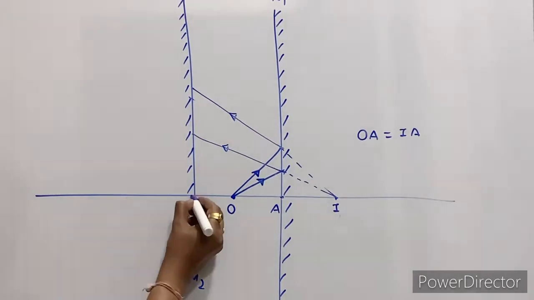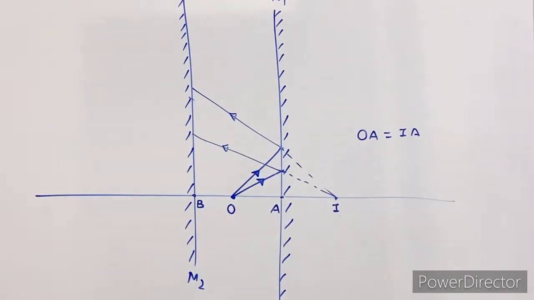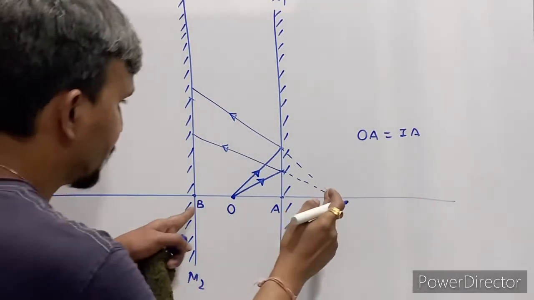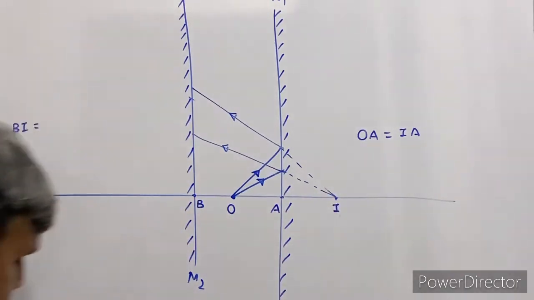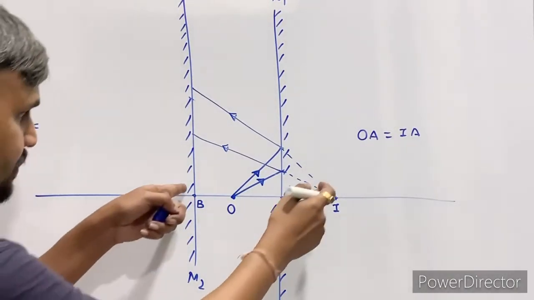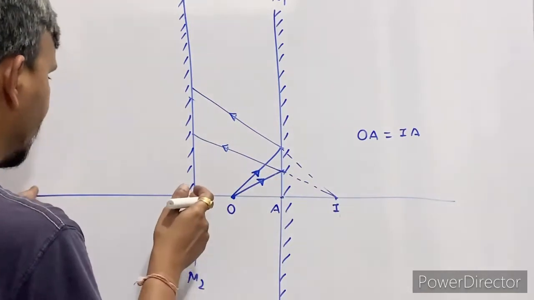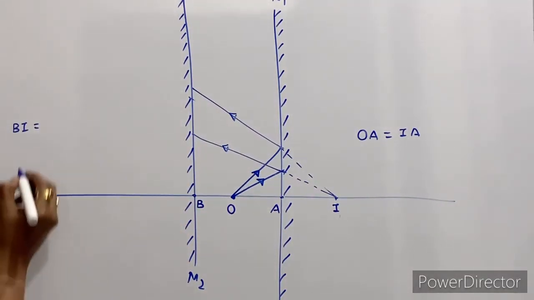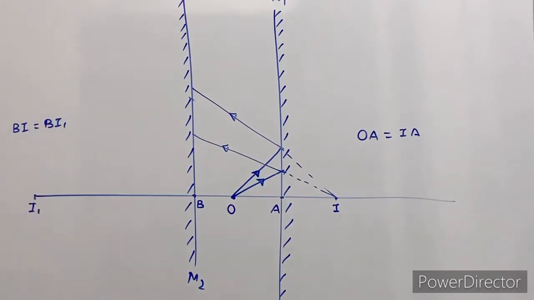Now, second, I am selecting this point as B. So now I will take BI as a distance. This is BI. I will mark exactly the same distance over here, BI1 is equal to BI. Exactly the same distance is required. It should be point to point, not even a 1 millimeter difference is allowed.